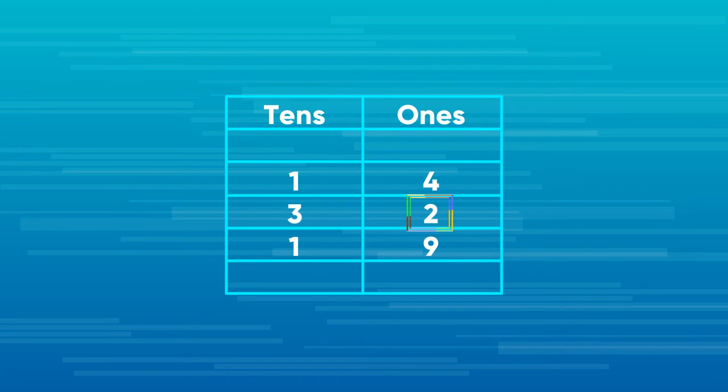4 ones, 2 ones and 9 ones equal 15 ones, which can be broken into 1 ten and 5 ones. We can carry this 1 ten to the tens place and add further. On adding, we get 5 in the ones place and 6 in the tens place. Thus, 14 plus 32 plus 19 is equal to 65.